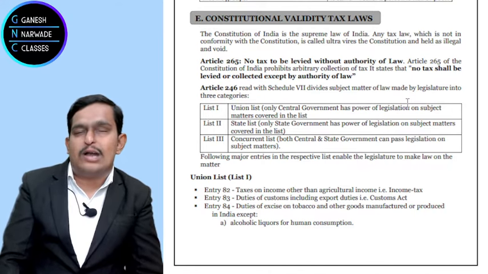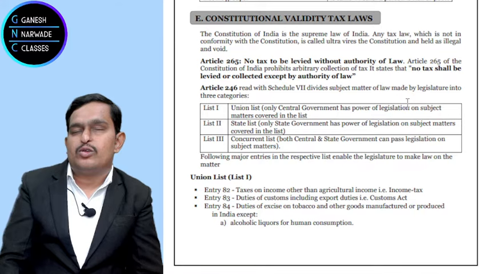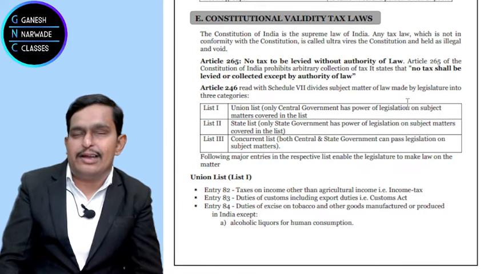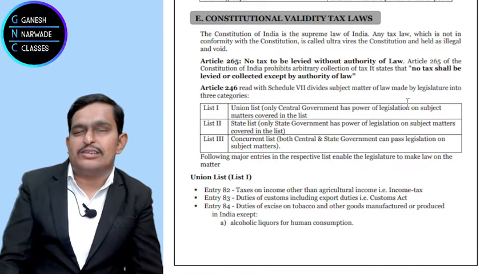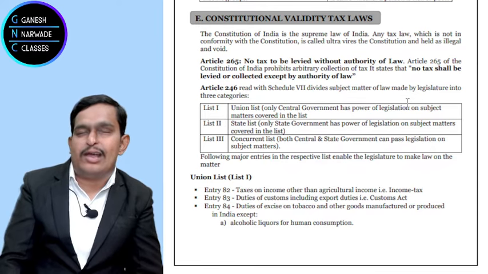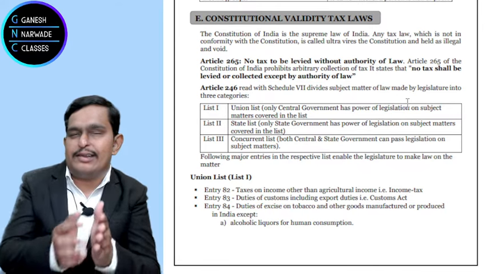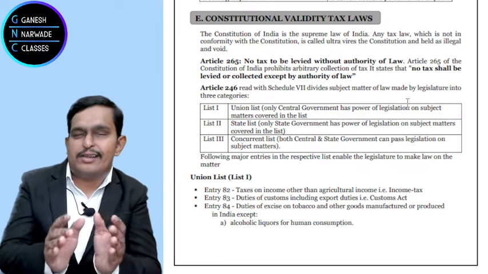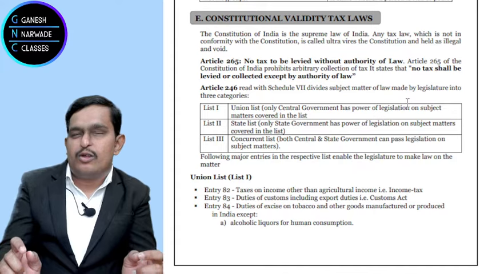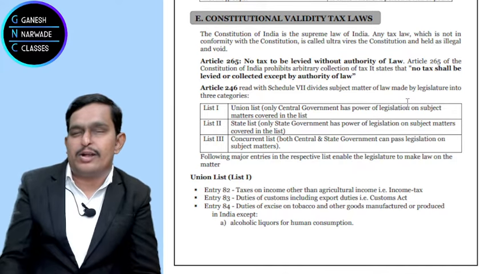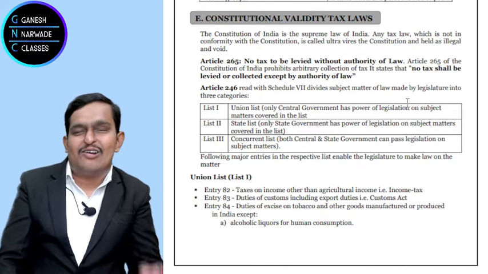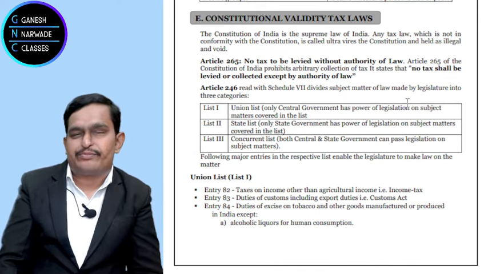Now, what did Article 265 say? No tax can be levied except with the authority of law. And how are the laws made? Just now I revised for you. I am just revising this because already in direct tax lectures we discussed it in detail. So now again repeating everything would be too much, right? Okay. Now come to the next part.